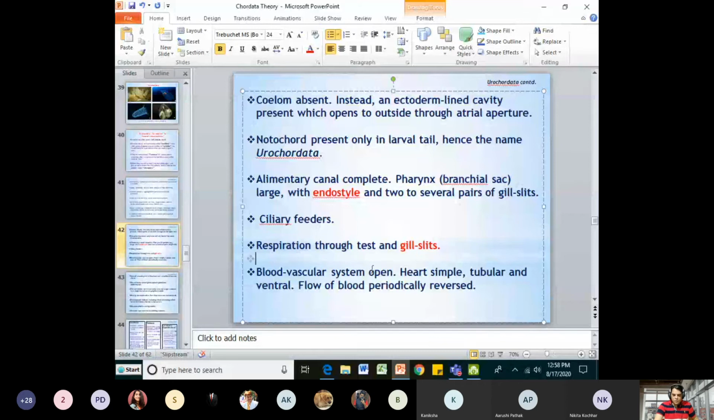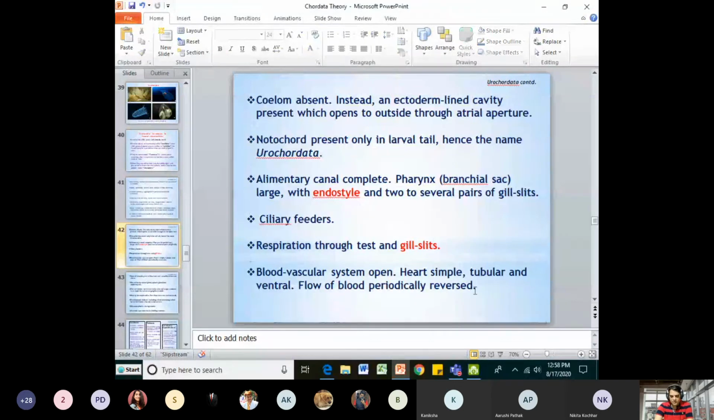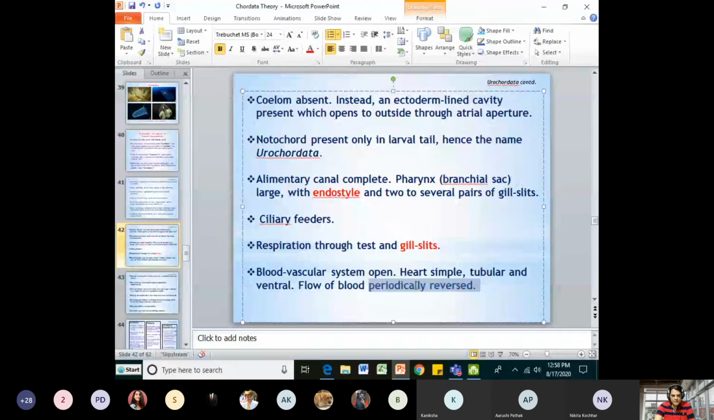Then blood vascular system open, heart simple, tubular and ventral, flow of blood periodically reverse. So this is a very important characteristic. They have a simple heart, and for efficient expelling of waste and circulating of nutrients, it reverses its blood flow periodically in a different direction.